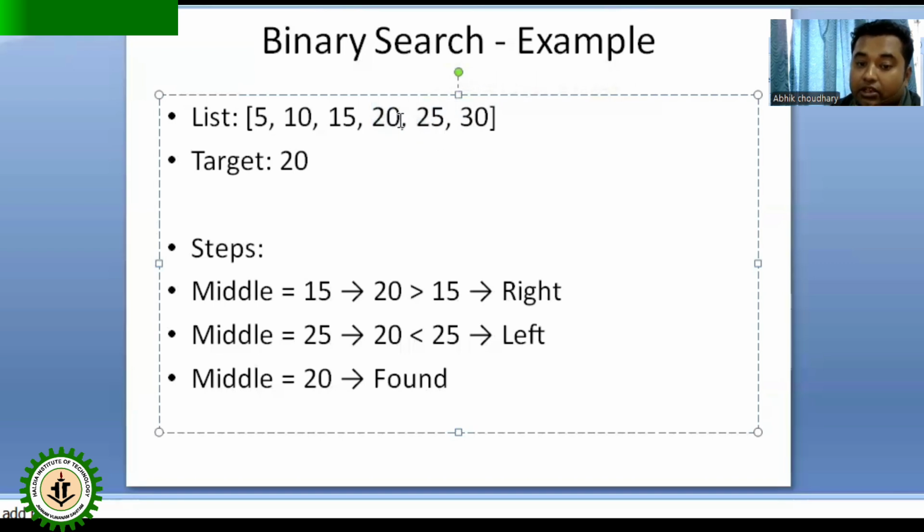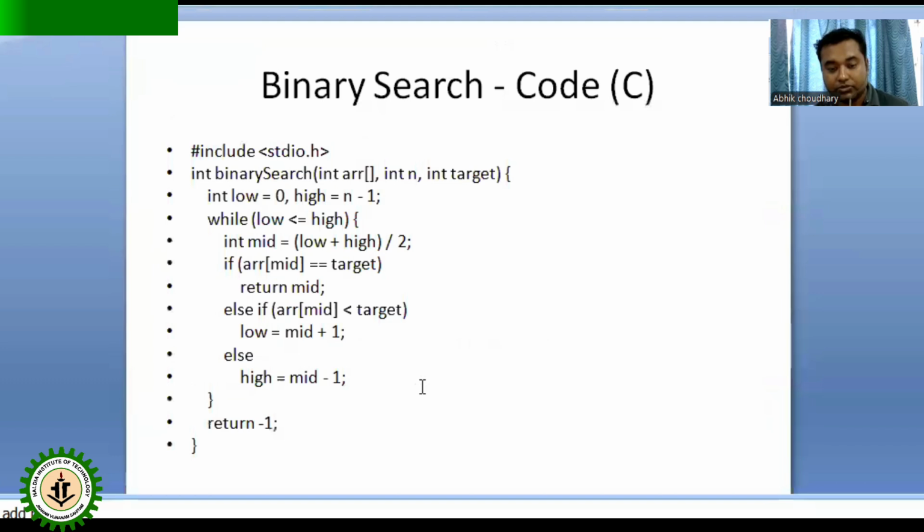And again, this is the middle position, and this is also the targeted position. So the middle position is our targeted position, then the match is found. So this is the algorithm for binary search.